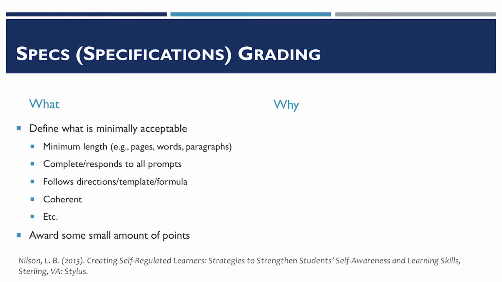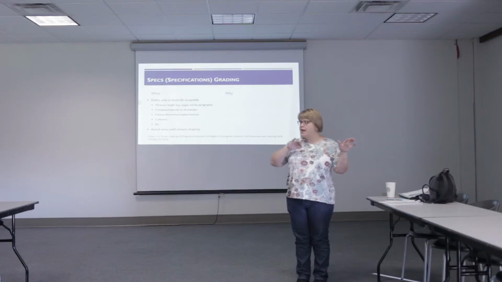All right, so what is this specs grading? You define ahead of time what is minimally acceptable for an assignment, okay? So this might include a minimum length, so pages, words, paragraphs, whatever it is you want to do on that. Might be making sure that the assignment is complete, that the student has responded to all prompts, that they followed directions, used a template or a formula, whatever it is in your discipline, that their response is coherent. You might have a couple other things there. And then all you're doing is checking through the student's work to make sure that they've hit those specifications. If they have, they get that small amount of points. If they haven't, they don't.